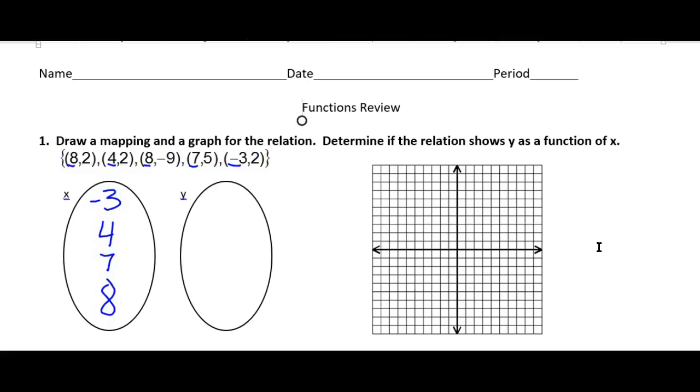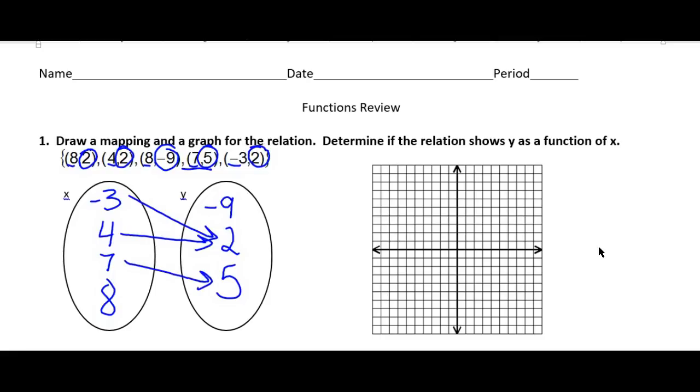Our y values, we have 2, 2, -9, 5, and 2. So in numerical order, -9, 2, and 5. The way we show which x goes with which y is the arrows. So -3 goes to 2, 4 goes to 2, 7 goes to 5, 8 goes to -9, and 8 goes to 2.